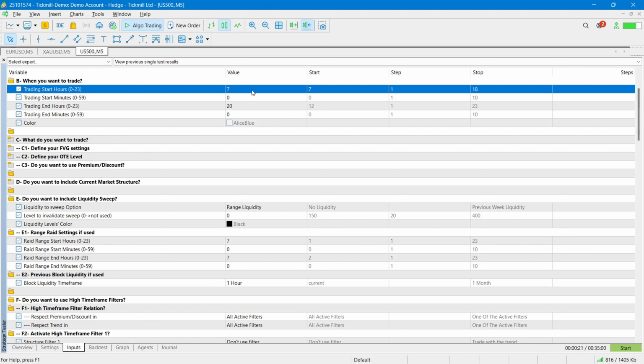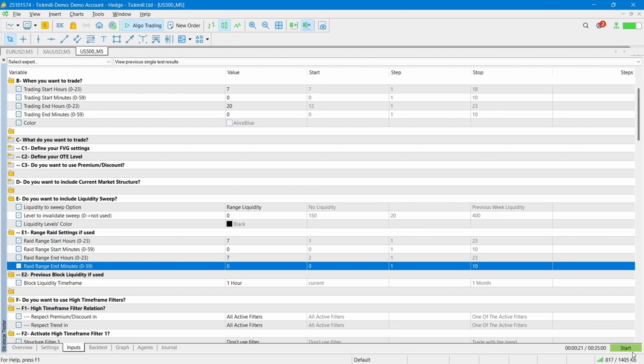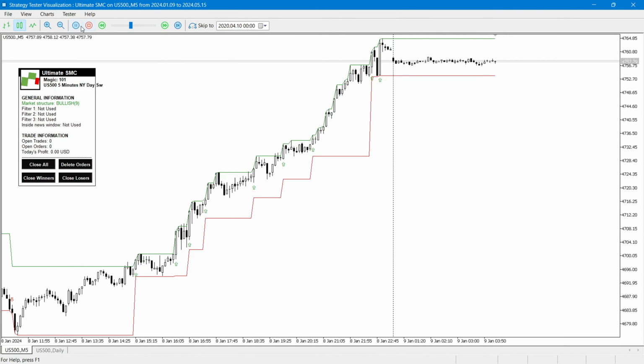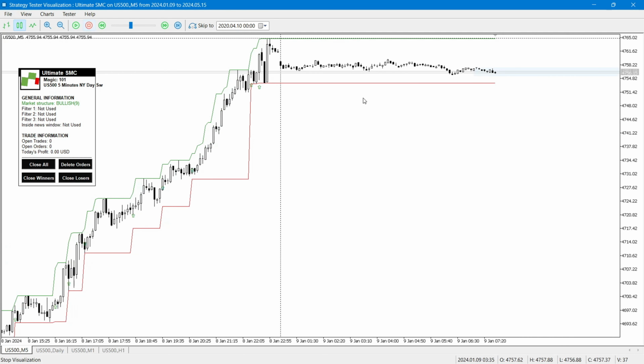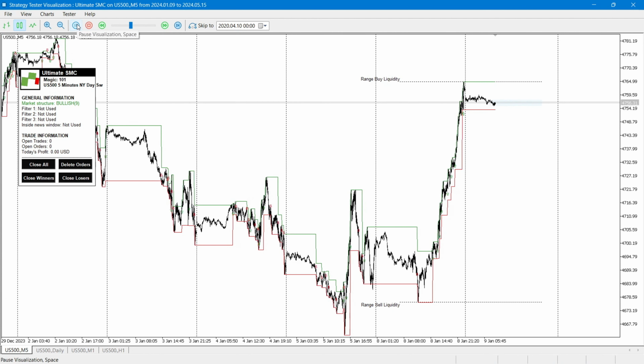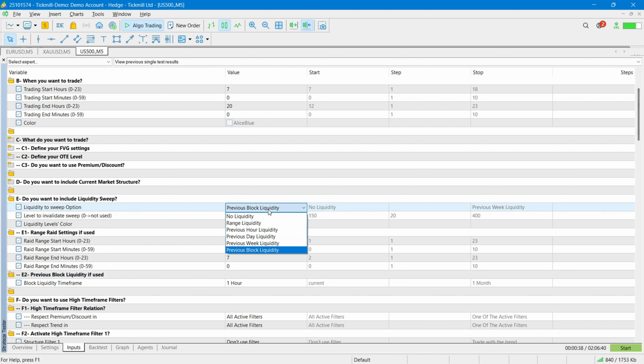Here I'm taking simply a trade between 7 and 20, and I have range liquidity between 7 and 7. Let me start. So as soon as my trading window has started, automatically the EA will look backward, will have the range buy liquidity and the range sell liquidity, and will track those for any trade. The next example I'm going to give is the previous block liquidity, because I think for a previous hour, day, or week, it's quite standard. Let's see this one.